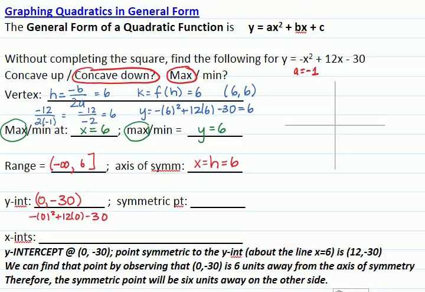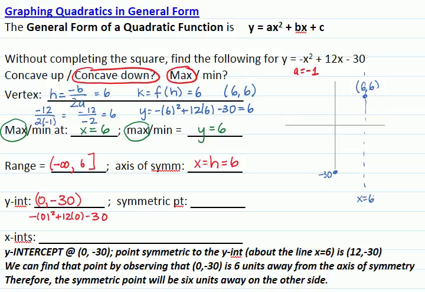So let's try to see how all of these look. The vertex is at (6, 6), and then the y-intercept was at -30, and the axis of symmetry was the line x equal to 6.